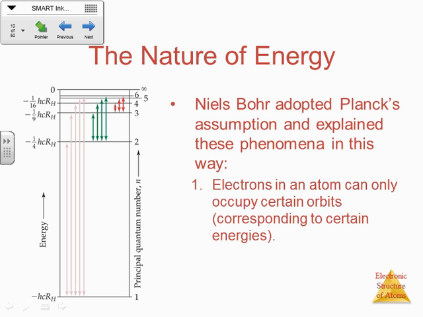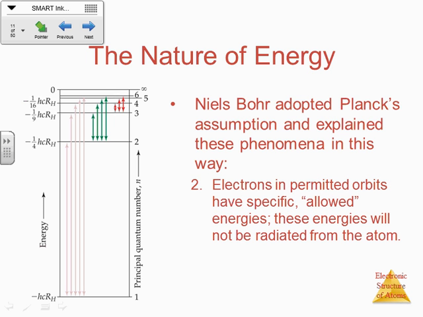So he did a really good job of explaining the visible light colors that you see in hydrogen, and even some of the not as visible light, like the infrared and the ultraviolet and that sort of thing. So he said electrons in these permitted orbits have specified allowed energies, okay? And those are the only energies that those particular electrons can have, okay?